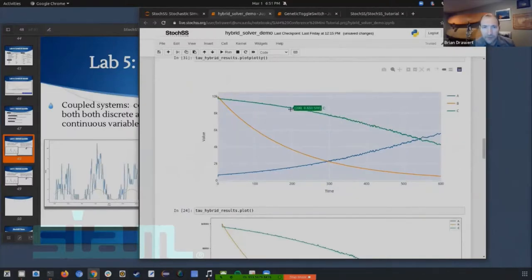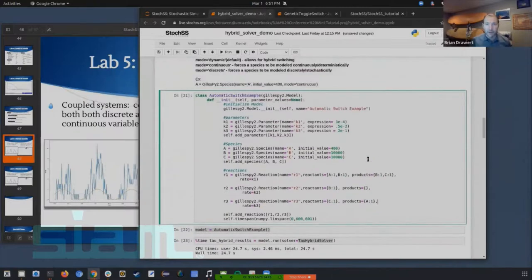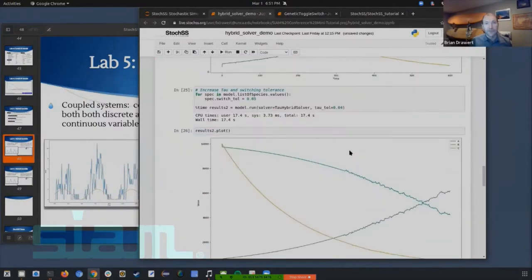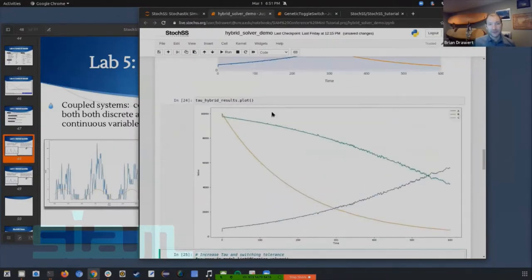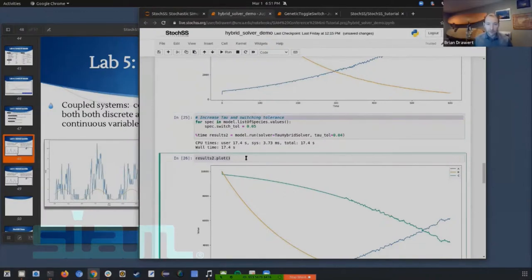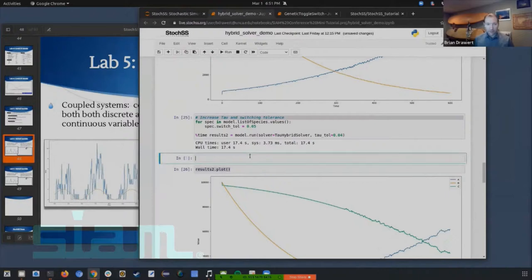You can see, if this is continuous, this is continuous. These seem to be all discrete, yeah. I'm sorry. Here we go, right. These are supposed to be all discrete. Here, we're going to change the tau tolerance to 0.04. Increase the switching tolerance. That tolerance tells us when we need to switch. And here, great.